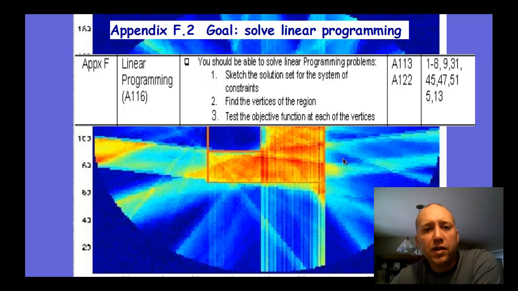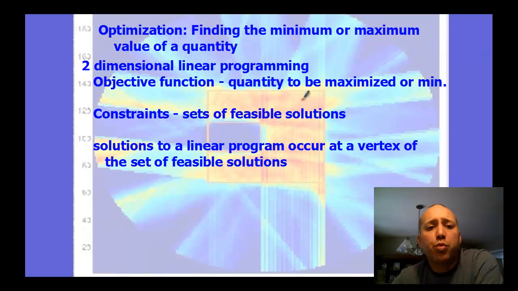Precalc Chapter 7. This is actually not in Chapter 7, but we've added it to the chapter because it uses our system knowledge. So it's how to solve linear programming, and we'll use some systems within the technique. The A113 to A122 are the appendix pages you can go to find the sections in the problem set. We're going to be optimizing problems, and we did that a little bit in Chapter 2 with quadratics.